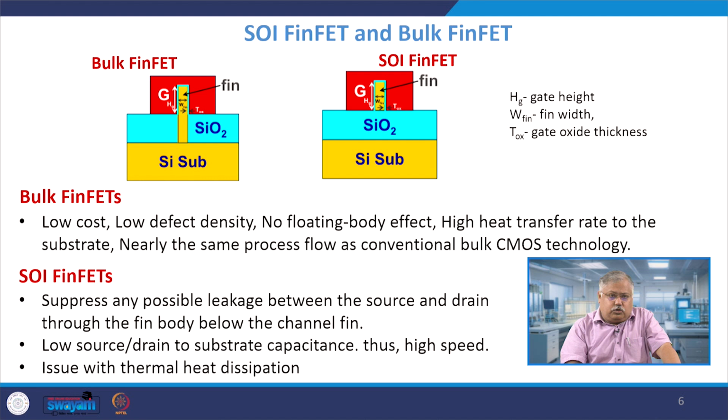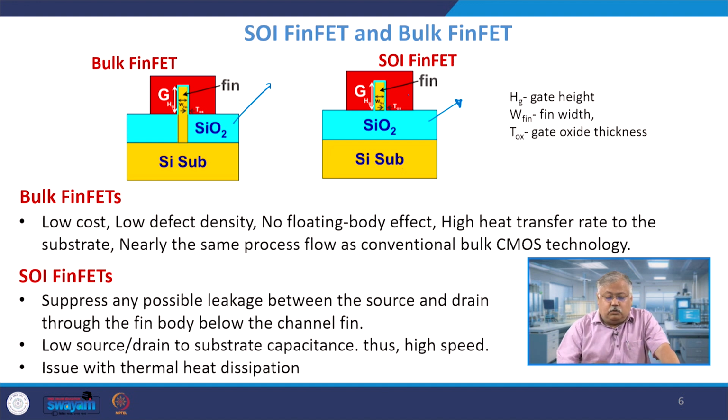This I have already talked through, so I will go through it quickly. We have a bulk FinFET on the left hand side and an SOI FinFET on the right hand side. If you see, the only difference between these two is that I have a silicon dioxide layer in between the gate and the silicon substrate. So the fin is over silicon dioxide, whereas in this case the fin is over the silicon substrate. This silicon dioxide is sort of an insulator which supports the gate.